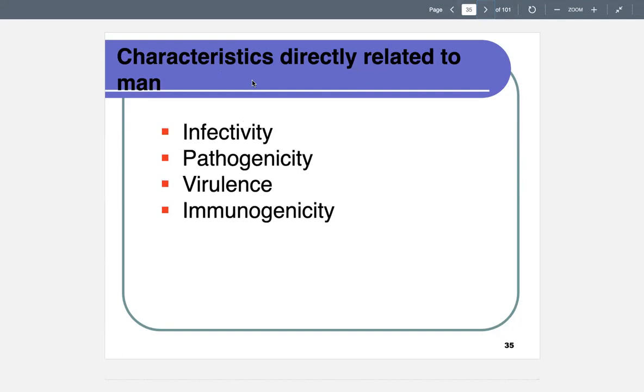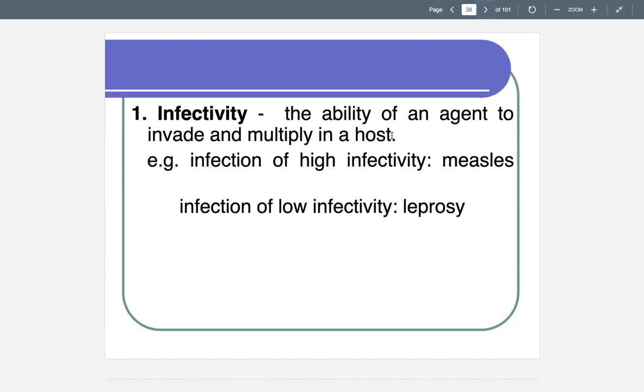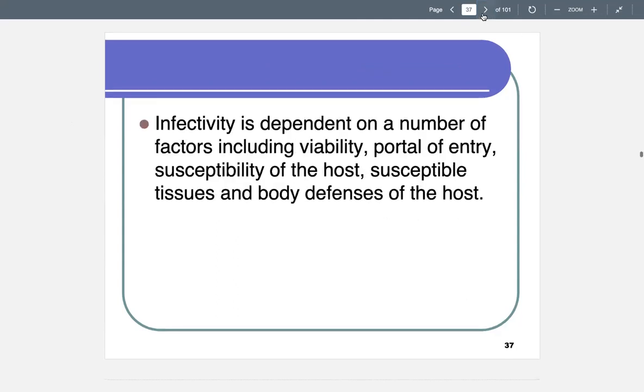Okay, and then the characteristics related to a susceptible host such as the infectivity, pathogenicity, virulence, and immunogenicity. We already know this. You already know this; it was discussed as early as MLSP1, CPHM. So we will just go back to it. When we say infectivity, this is the ability of the pathogen or infectious agent to invade the body of the susceptible host and multiply inside the body, and that causes the infection. Infectivity is the ability of the infectious agent to enter the body of the host and multiply there to cause infection.